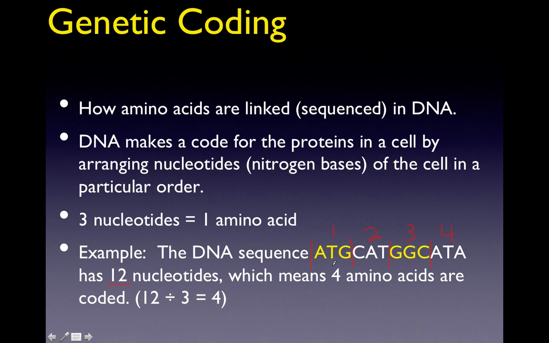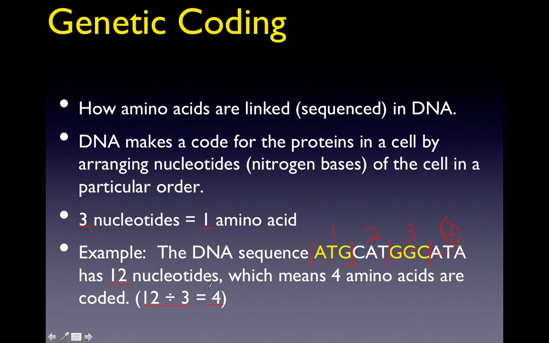Now there's another way you can do that. You can count 1, 2, 3, 4, 5, 6, 7, 8, 9, 10, 11, and then 12. And then you can divide it because you know that for every 3, we have 1. So you can divide your total number by 3 to get the amount of amino acids that we're going to have. So I got the number 4 right here.